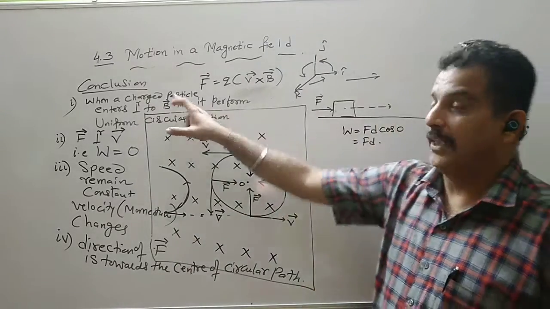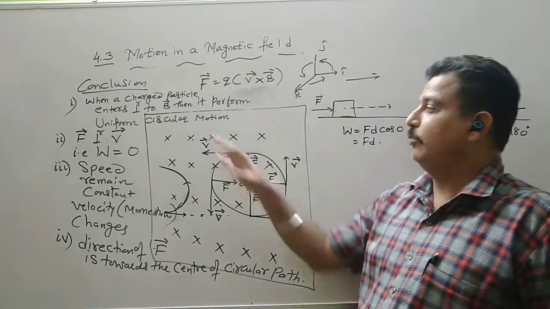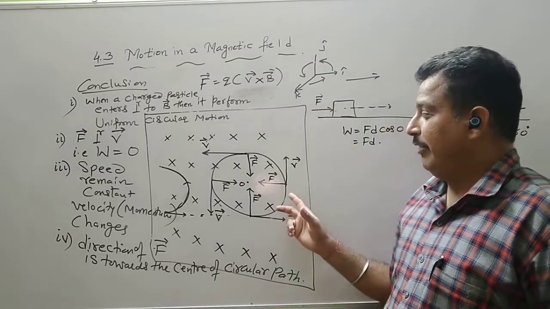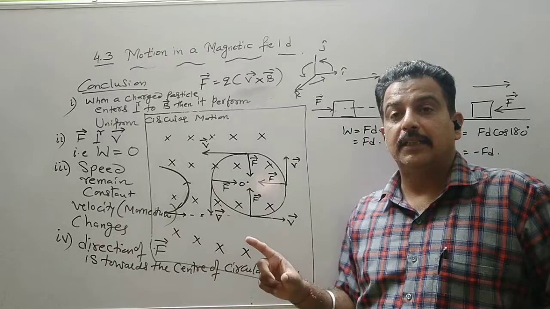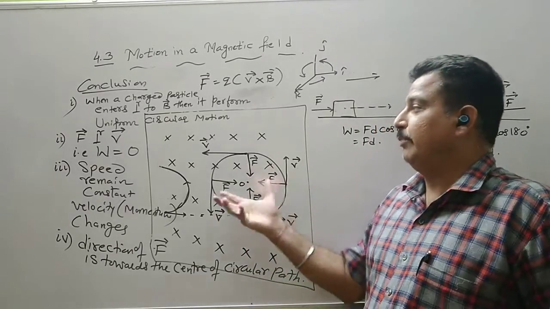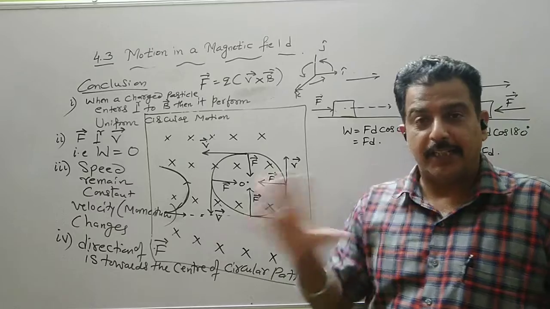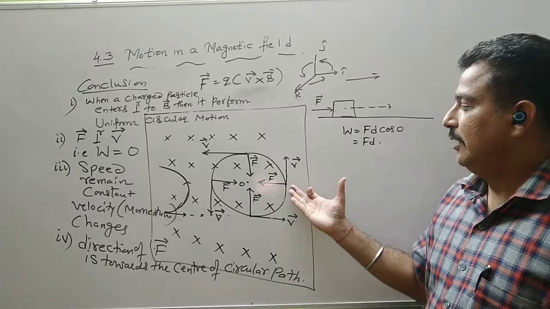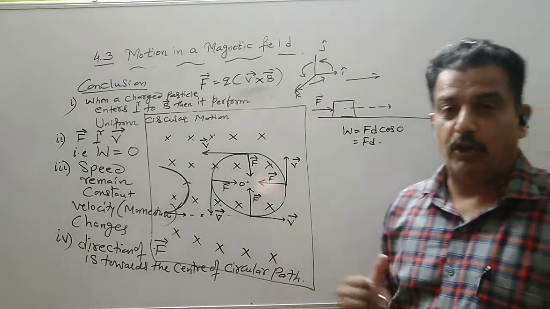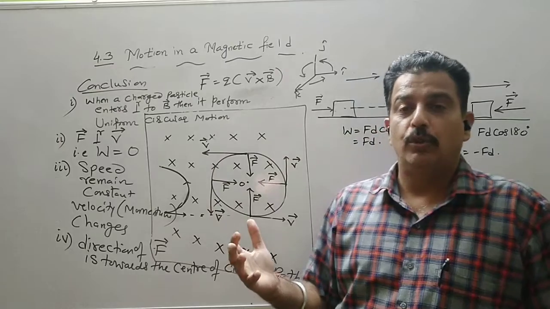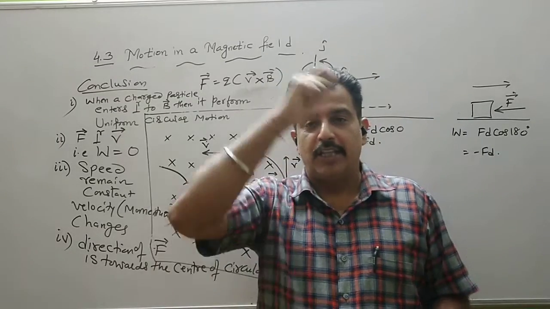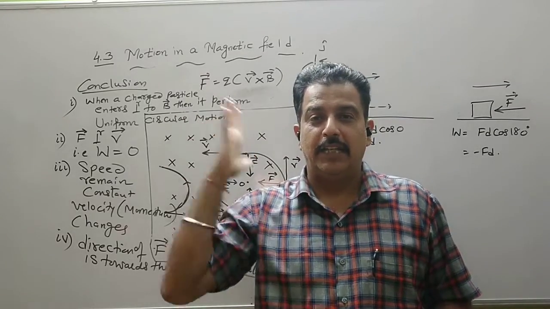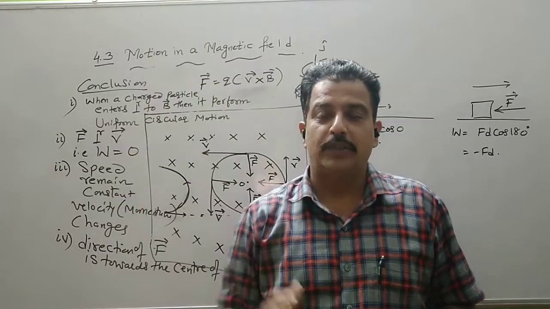So whenever a charged particle enters perpendicular to the magnetic field, it performs uniform circular motion, and the necessary centripetal force which keeps the body in the circular path is provided by the magnetic field. If the magnetic field is not present, then at any instant this particle will move along the tangent. It is similar to a stone tied to a string and whirled. If I leave that stone, it will move tangentially.